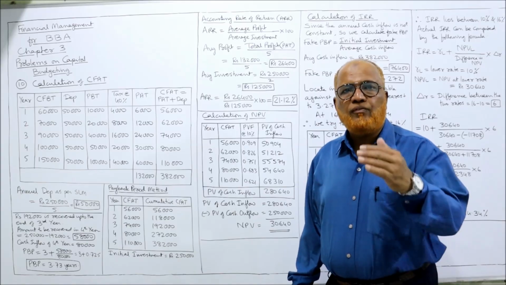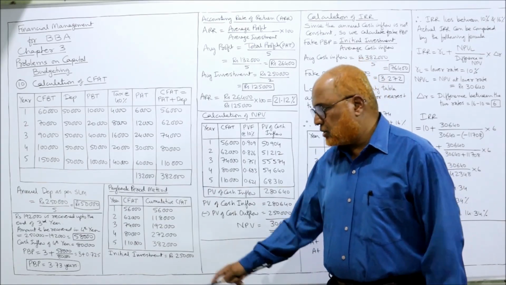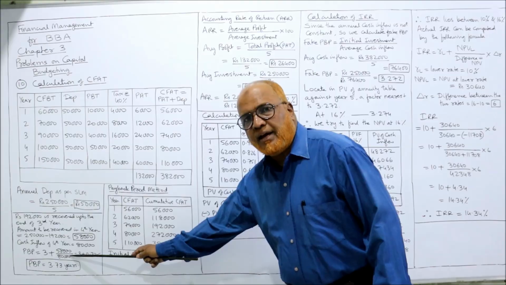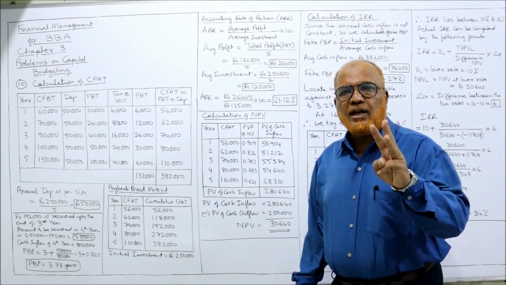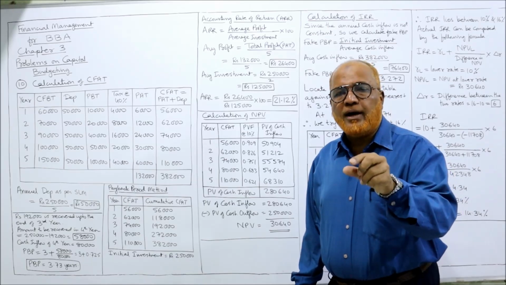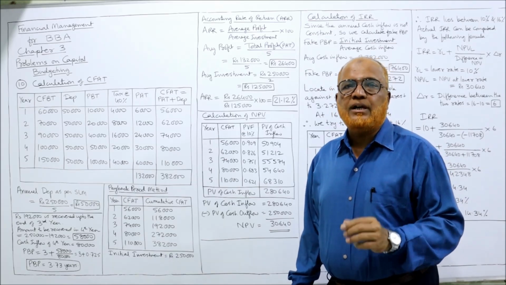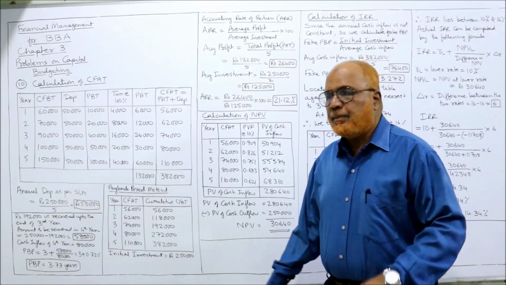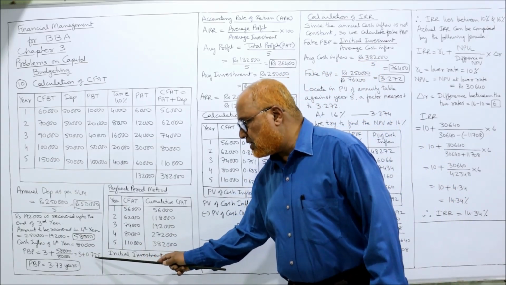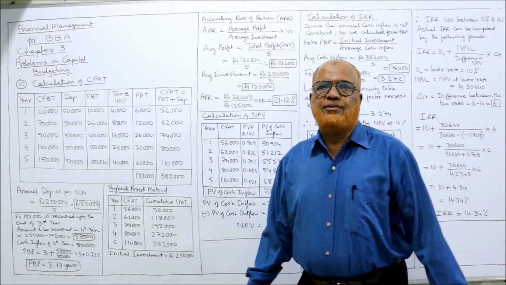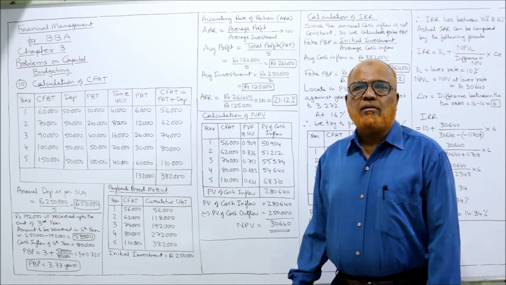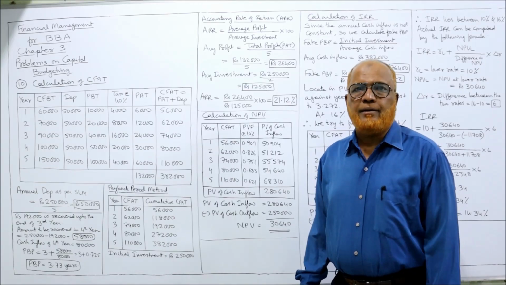The proportion will be 58,000 by 80,000. It comes to 0.725. So 3 complete years plus 0.725 year. That is the fourth year. So PBP will be 3 plus 0.725 is 3.73 years. So this is the method of calculating payback period.